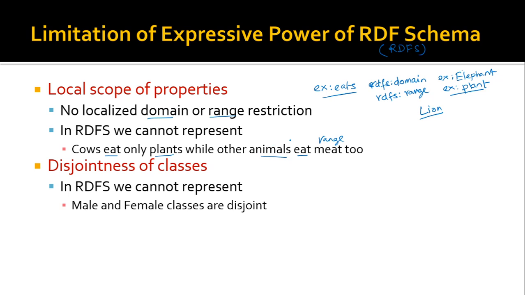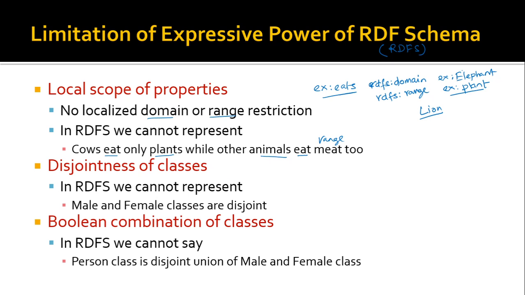And this is a very valid requirement. We know that different species eat different things, right? Now, we cannot define the disjointness of classes in RDFS. In RDFS we cannot really say that male and female are two disjoint classes, right? But again, in a real modeling scenario, you need these kinds of expressions to be there, right?